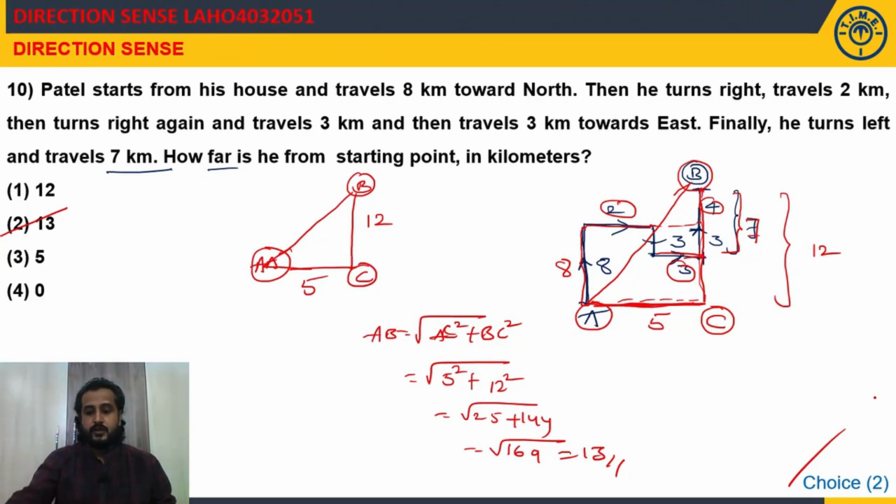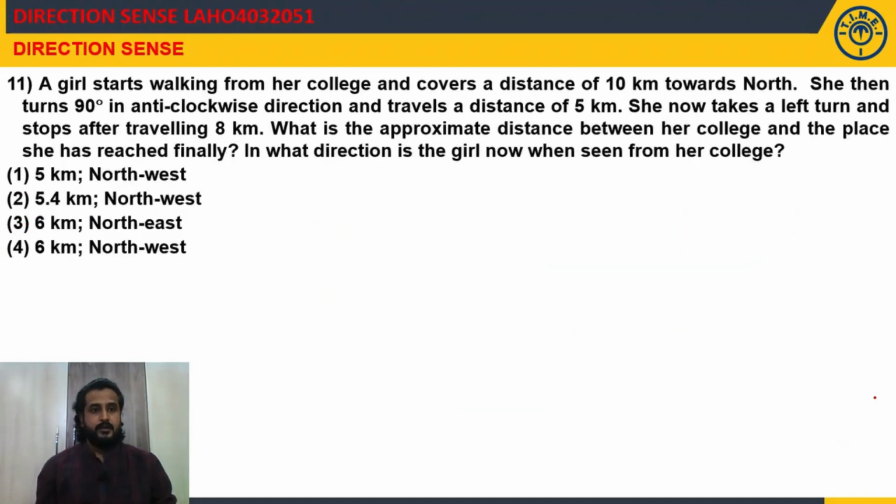Fine. Go ahead. Right. What is given here? A girl starts walking from her college and covers a distance of 10 kilometers towards north. Let's say it is a starting point, 10 kilometers towards north.